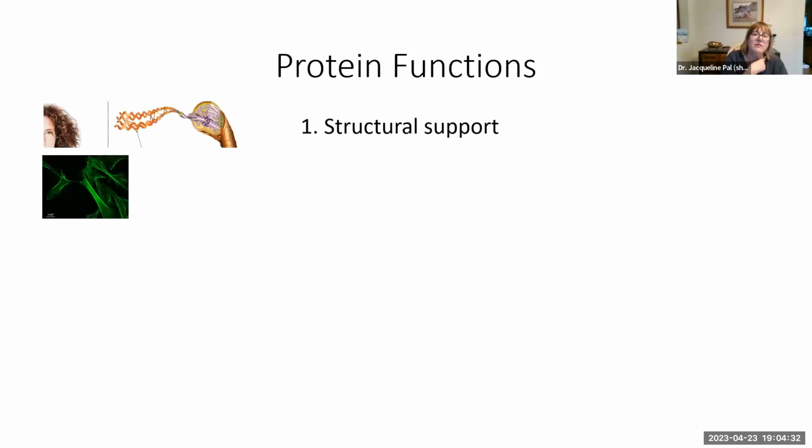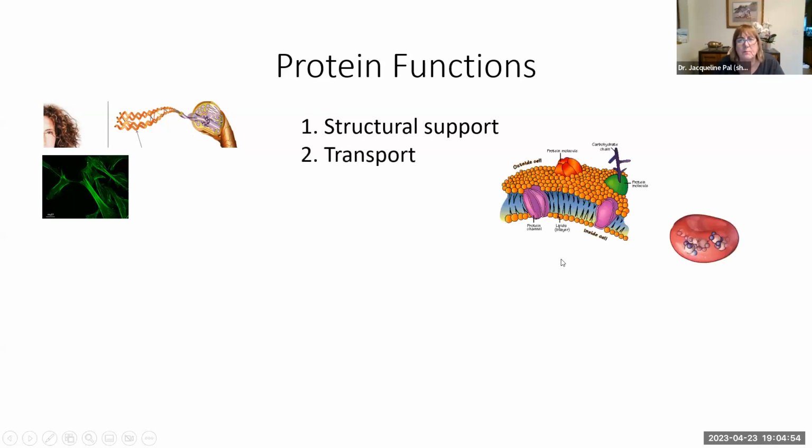So let's talk now about the protein functions. First function, we can have some structural support. So we can talk about, for instance, keratin in your hair, keratin in your skin. We can talk about the cytoskeleton in your cells giving structural support. For instance, I think these are neurons here, the axons of neurons or the dendrites of neurons, giving some structural support there.